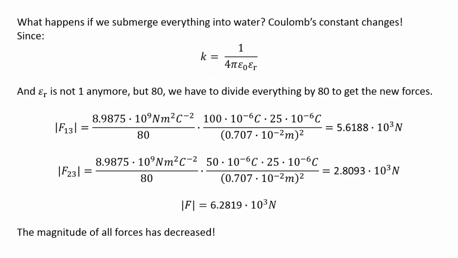And now, the second part of the example. What happens if we submerge everything into water? Well, Coulomb's constant changes. You can see what the Coulomb's constant is. At this point, epsilon R is not 1 anymore, but 80. So we have to divide everything by 80 to get the new forces. You can see them on the screen.